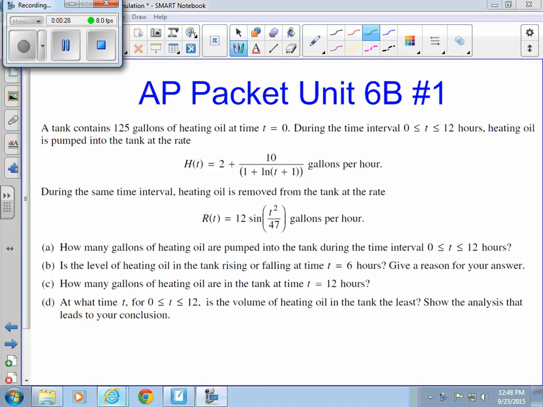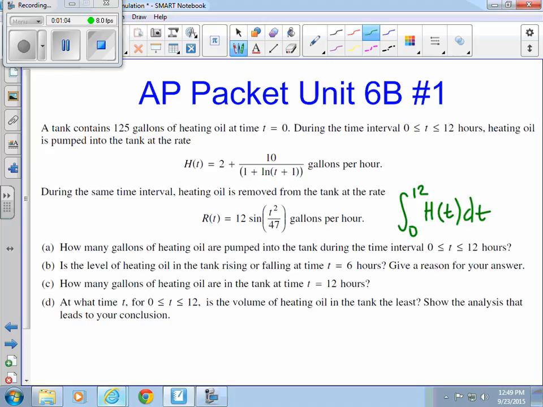Heating oil is pumped into the tank at a rate of H of T gallons per hour, and it is removed from the tank at a rate of R of T gallons per hour. How many gallons are pumped into the tank during 0 to 12 hours? So how will I find that? Integral from 0 to 12 of what? Okay, that's the integral from 0 to 12 of H of T. That is exactly what the question is, you can imagine.